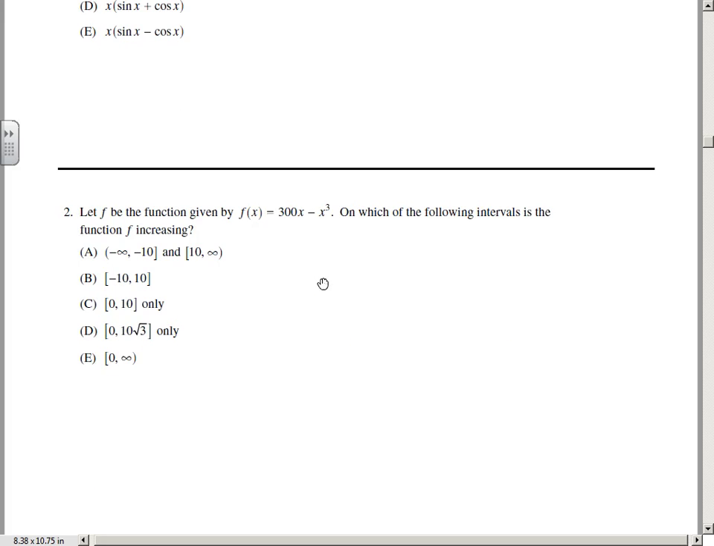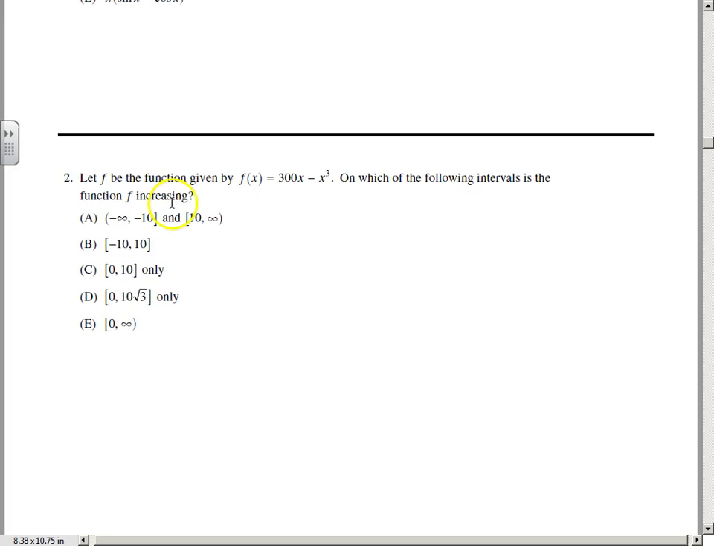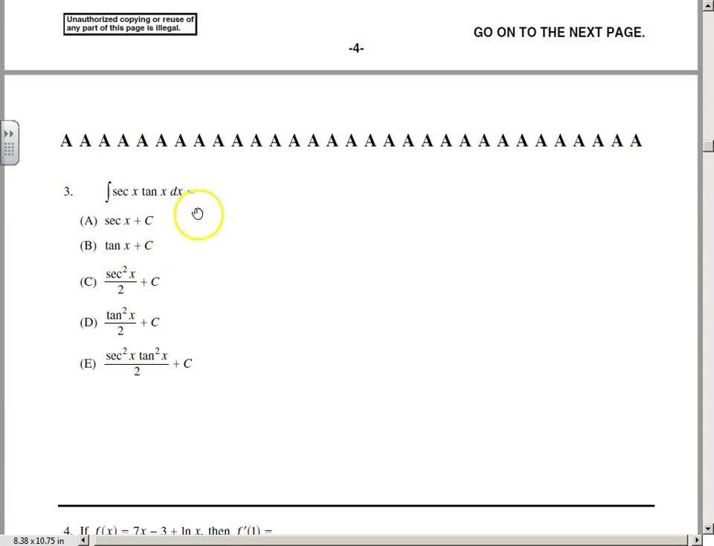Okay, so number 2. How about the word increasing? Take a derivative, look for critical numbers, make a sign chart, and look for where it's positive. It meaning the derivative. How about number 3?